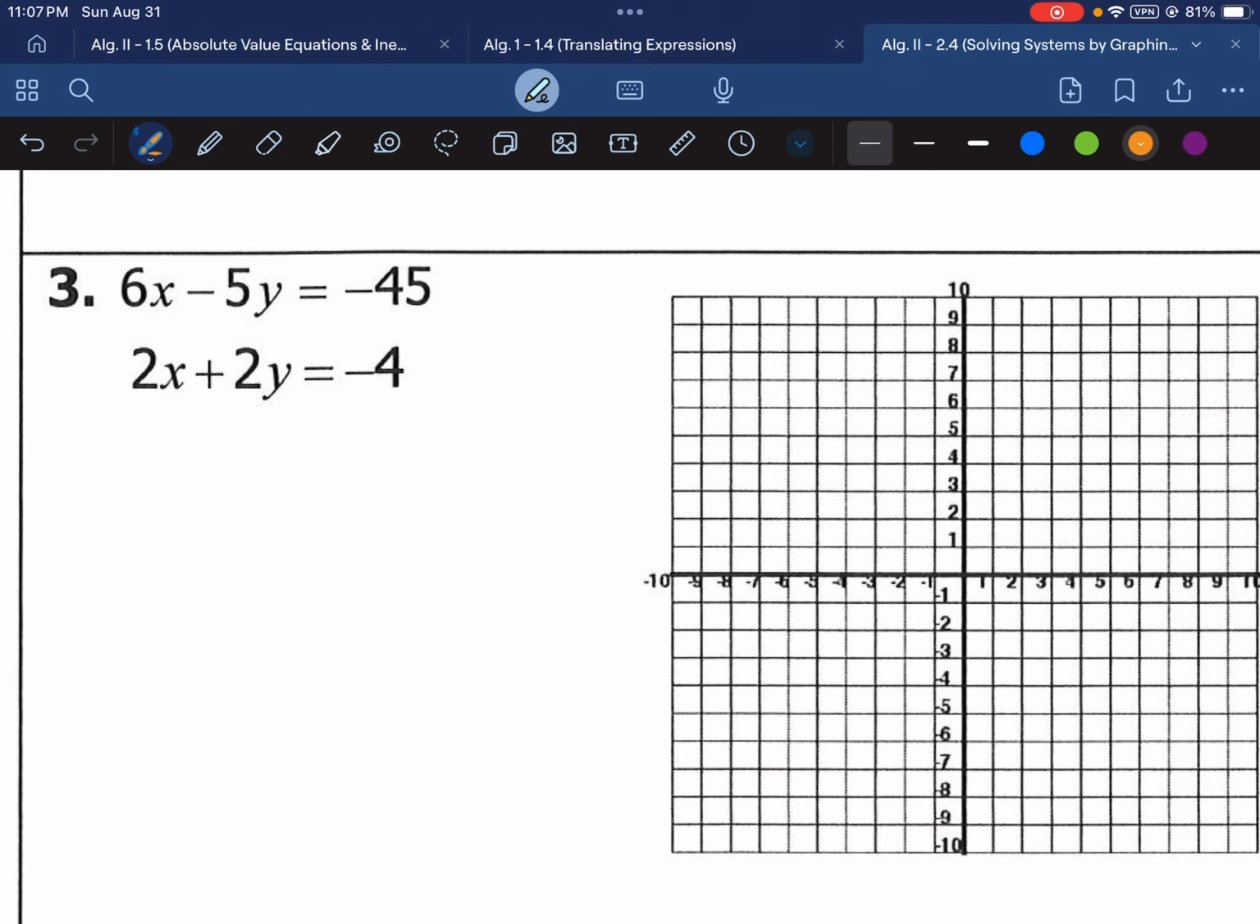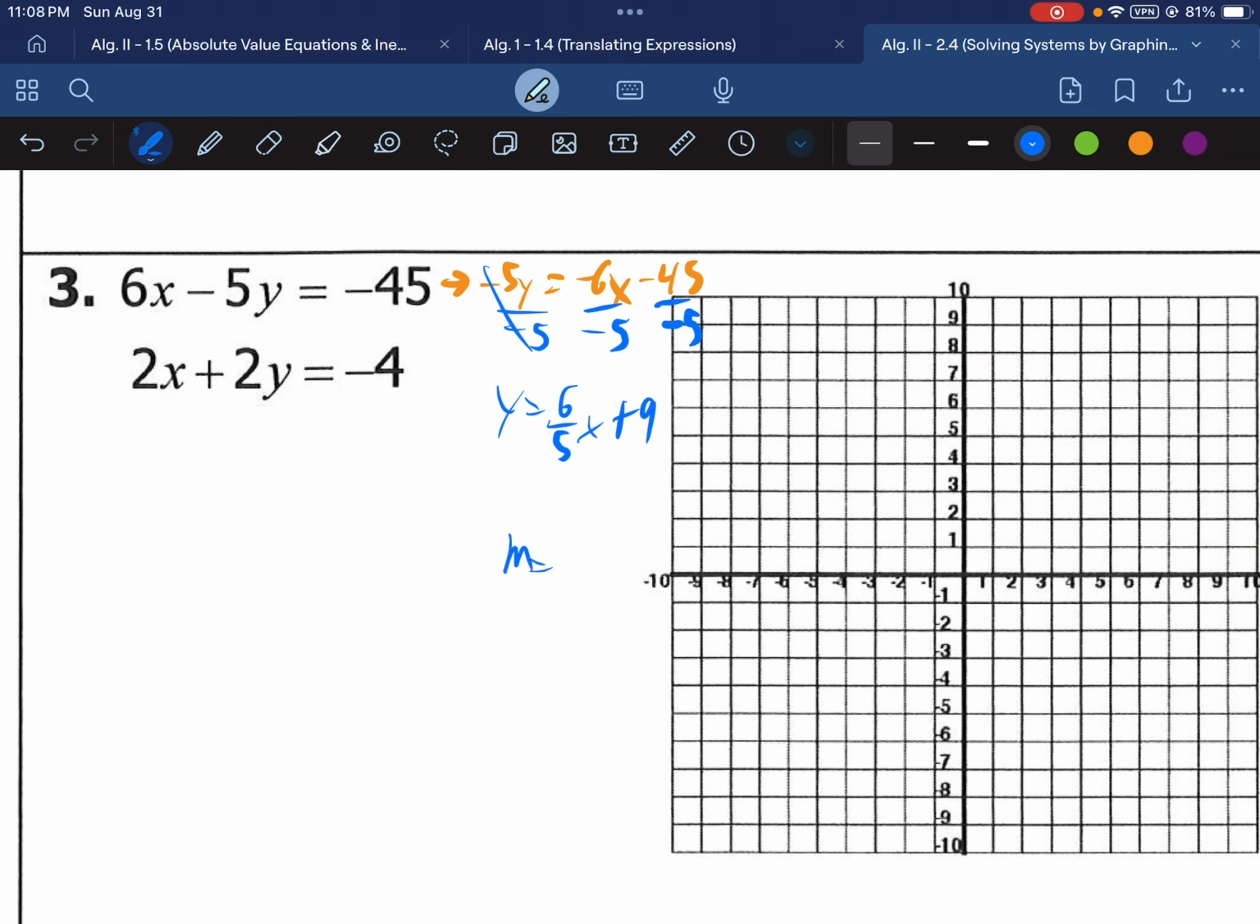Number 6, on these problems, notice that they are not in slope-intercept form. So we either have to get them in slope-intercept form or graph by using the x and y intercepts. I'm going to go ahead and get them into slope-intercept form by getting y by itself. So in the top equation, I'll subtract 6x to get negative 5y equals negative 6x minus 45. Then dividing everything by negative 5, y equals positive 6 over 5x plus 9.